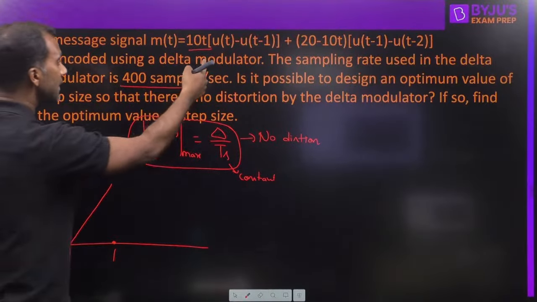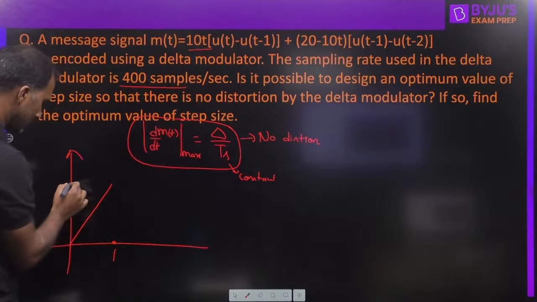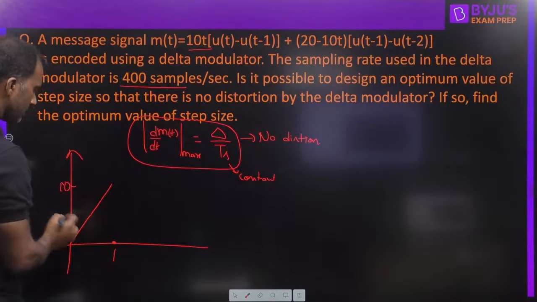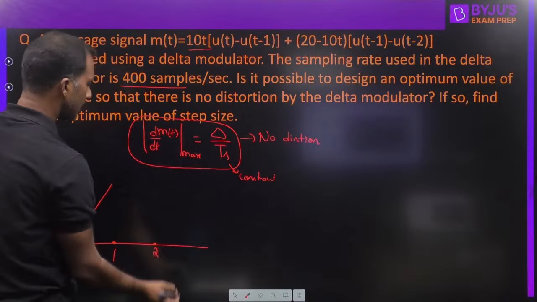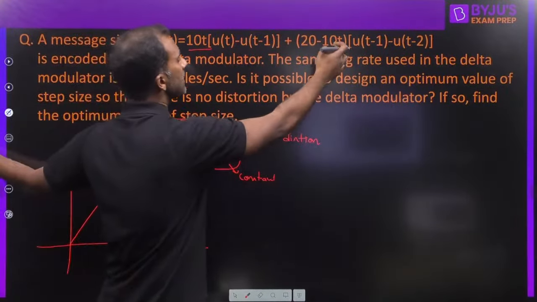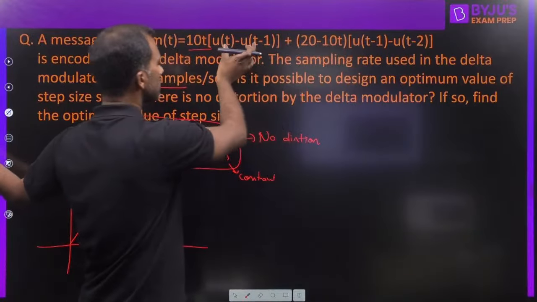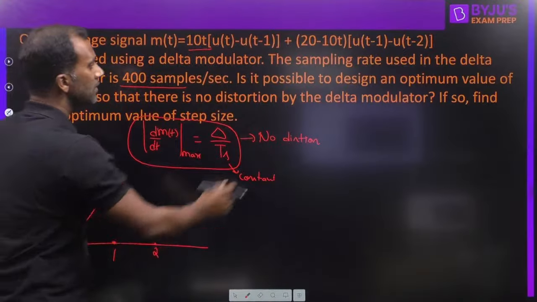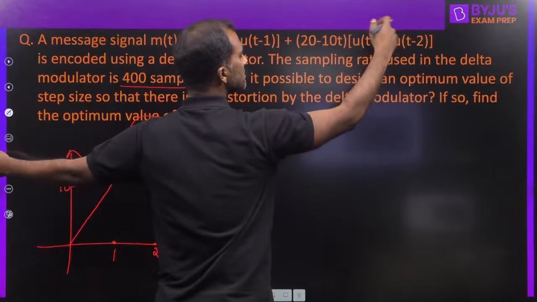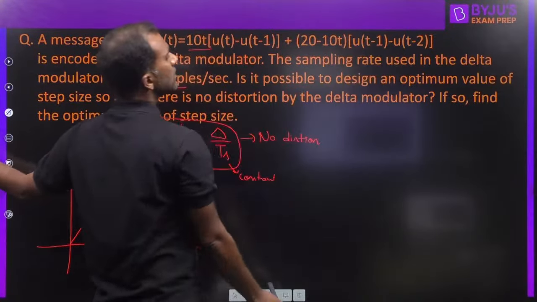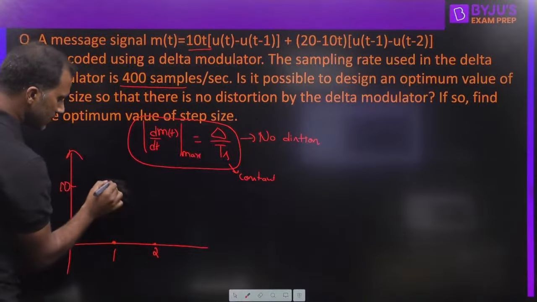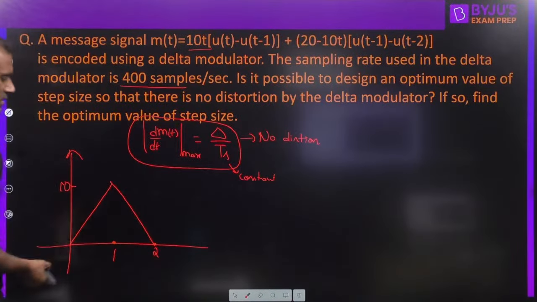So at t equal to 1, it becomes 10 units. 10 units is the height. Next, at t equal to 2, because this signal exists only from 0 to 1, and this signal exists from 1 to 2 because it is multiplied with a rectangle here. This represents a rectangle. So 20 minus 10t, if you plot it, it is going to look like this. So this is how it looks.